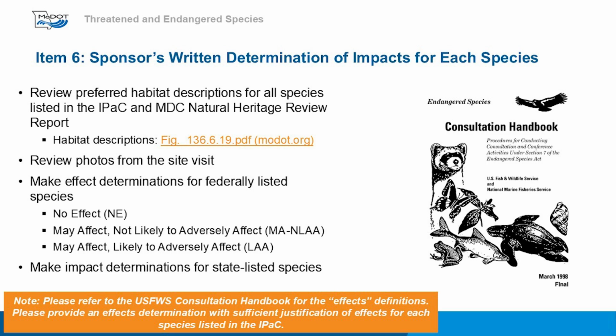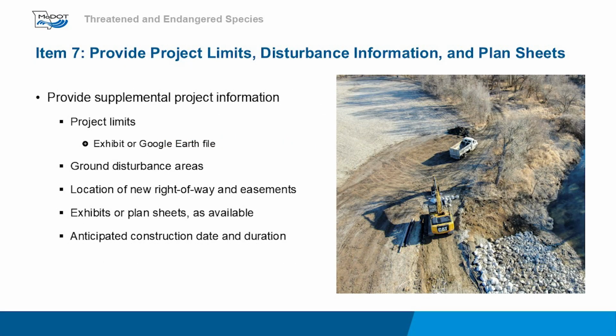Written determinations for federally and state-listed species should then be uploaded to the Request for Environmental Review system or included in your threatened and endangered species submittal and uploaded to the system. Lastly, you will need to provide supplemental project information to MoDOT. Supplemental information will assist MoDOT biologists in understanding the scope of your project and will facilitate a timely review.